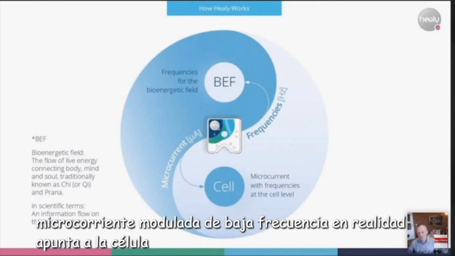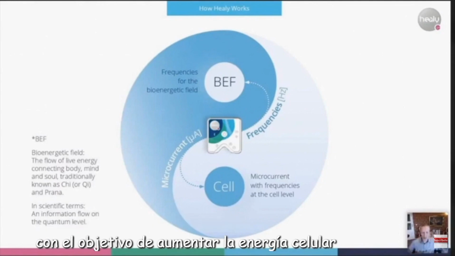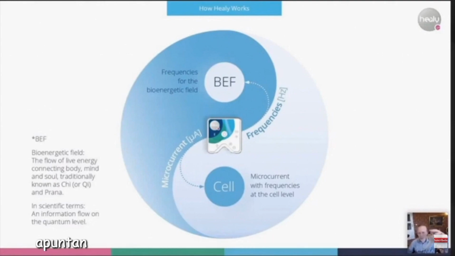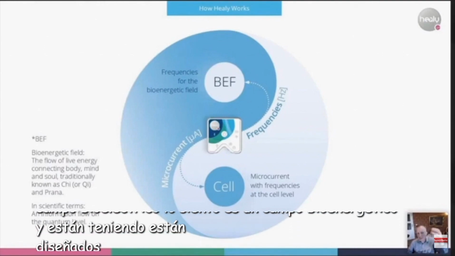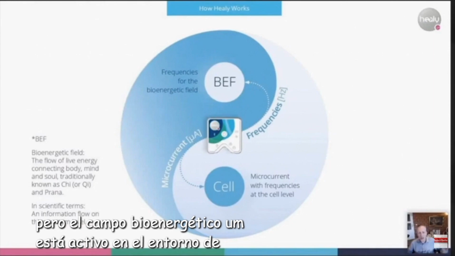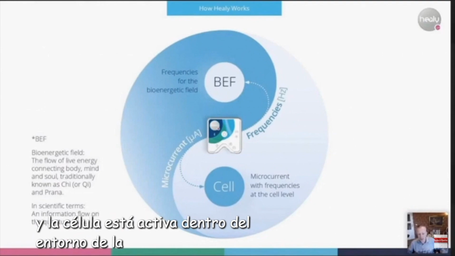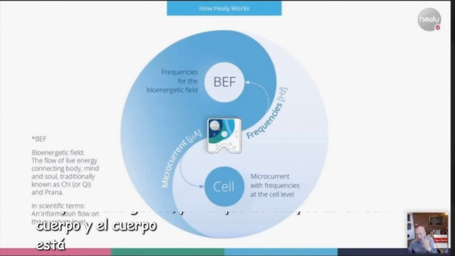So looking down, the low frequency modulated microcurrent actually aims at the cell, at the cellular level, with the goal to increase the cellular energy. Whereas the higher frequencies, they aim at the bioelectrical field, the bioenergetic field, and they are designed to harmonize the bioenergetic field. But the bioenergetic field is active in the environment of the cell, and the cell is active within the environment of the bioenergetic field. So the fields are within the body, and the body is within the fields.